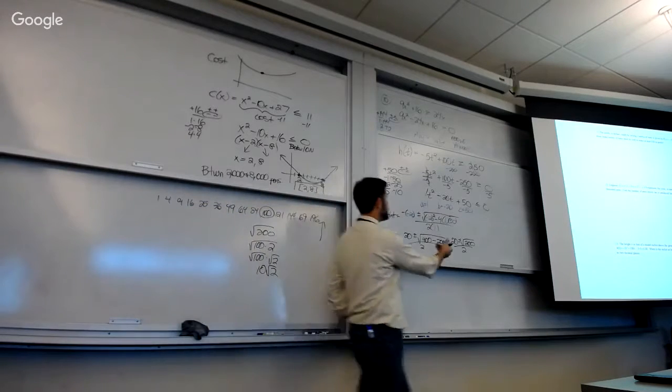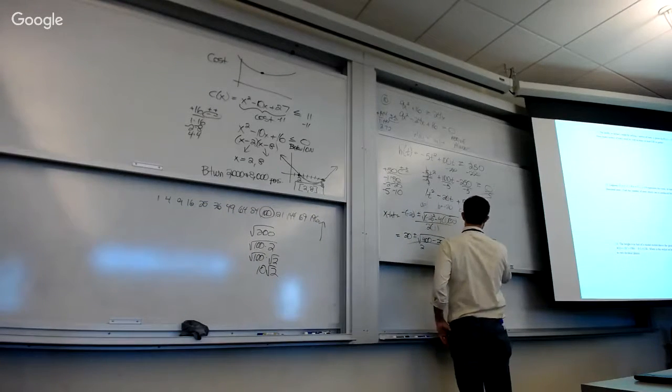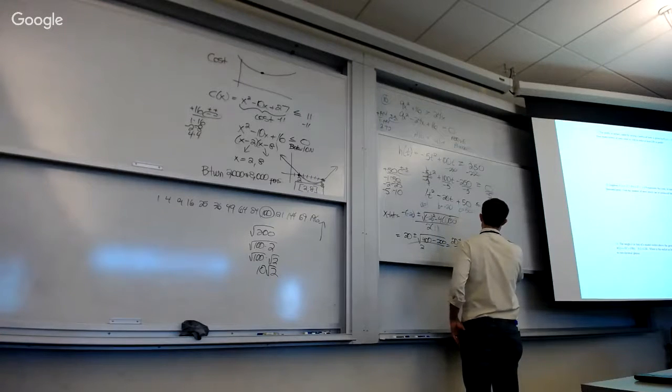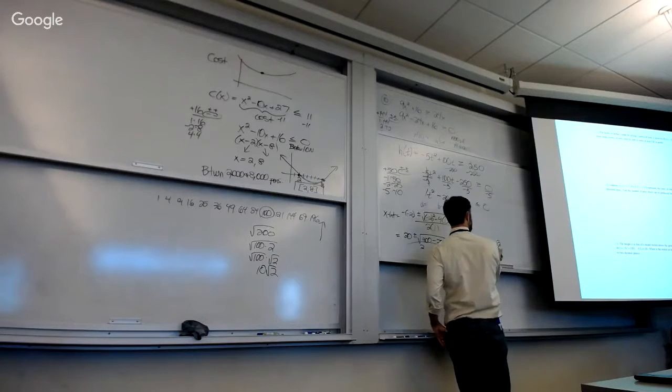And then we would go back. You don't have to write any of this down. Then you'd have 20 plus or minus 10 root 2. And then from the top, we could factor out a 10 and a 2.